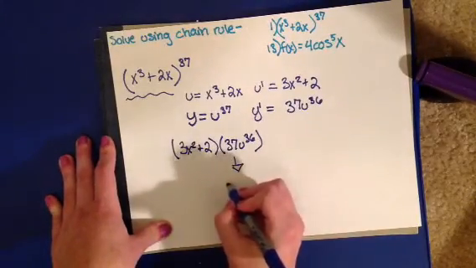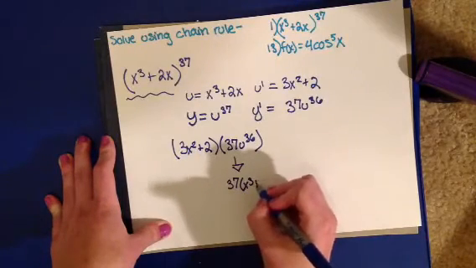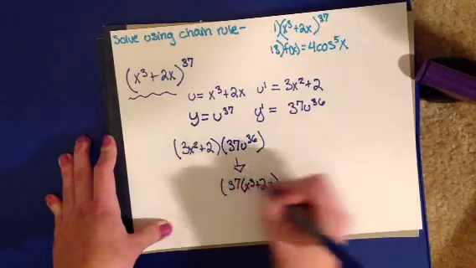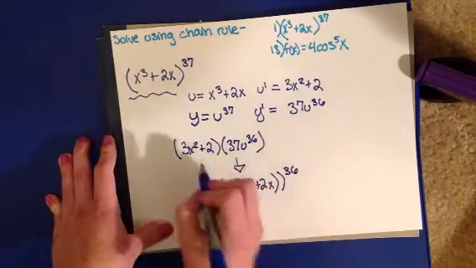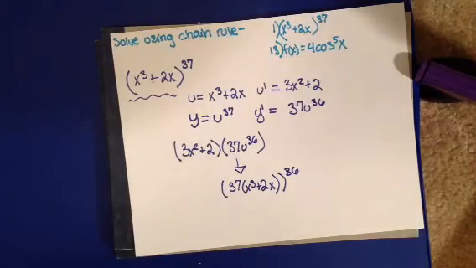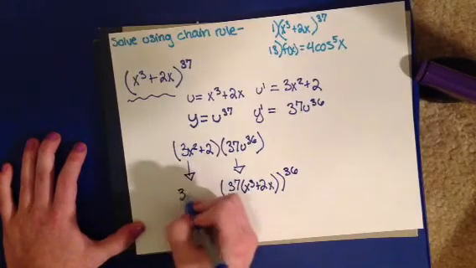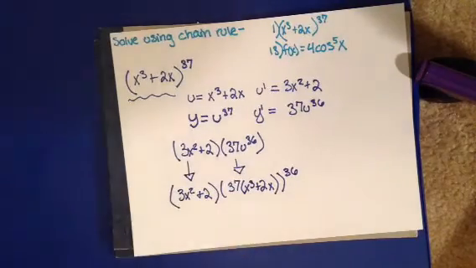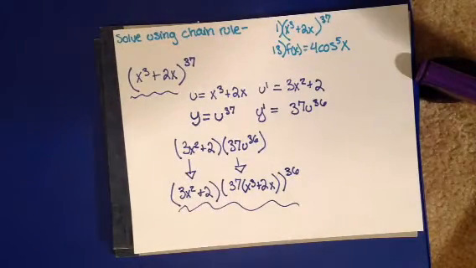We'll go 37 times x cubed plus 2x, and we could say it's all to the 36th, so you could do a big, huge parentheses. Then to finish the equation off, you have to pull down the rest, which is already in terms of x, so you don't have to worry about it. So just pull it on down. 3x squared plus 2 times this. And there is your answer.